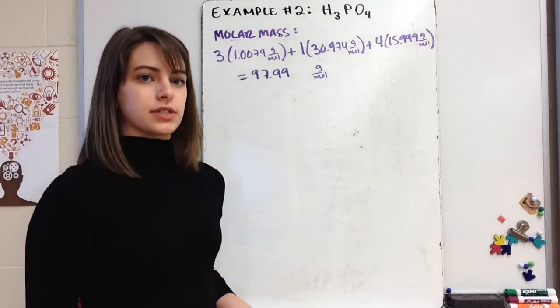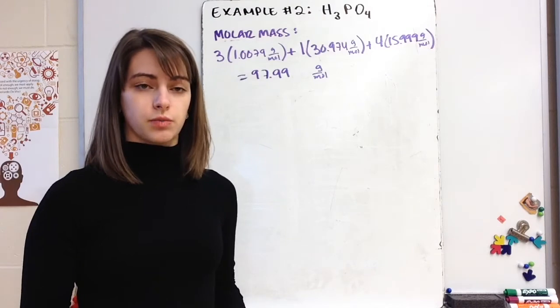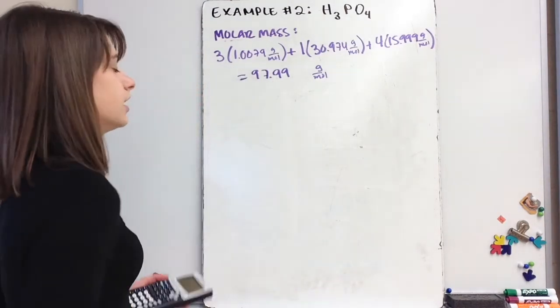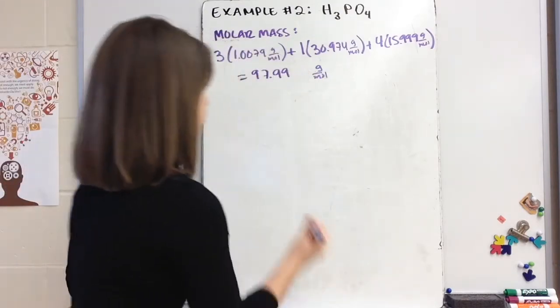So if I want to find the percent composition of each of these components, we're going to find the mass of each part and then divide it by the whole. So this is our whole. And so we're going to start with finding our hydrogens.